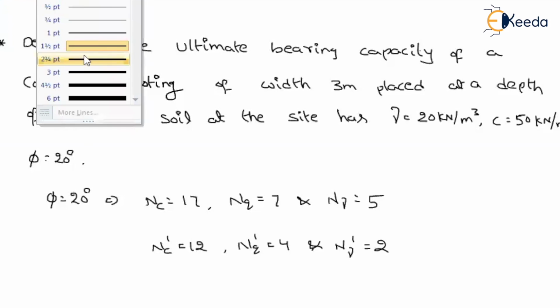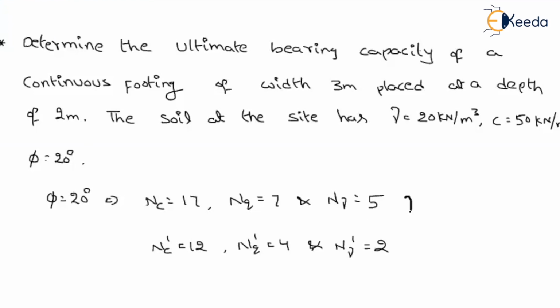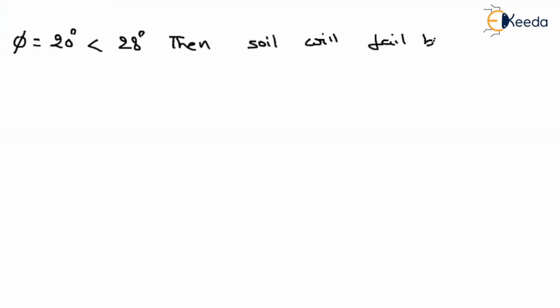So, as they have given two sets of values, the doubt should arise whether we have to use general shear or local shear. For that, you have to compare the phi value. Phi value is given as how much? 20 degrees. That means it is less than 28 degrees. Then the soil will fail by which type of failure? Local shear failure. If your soil is failing by local shear failure, then we have to consider Nc dash, Nq dash, and also N gamma dash.